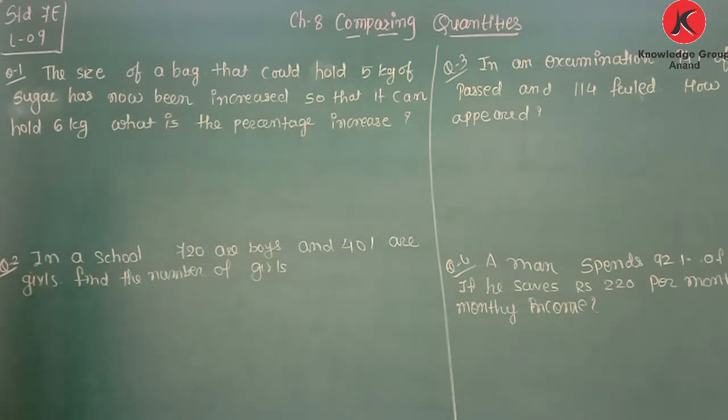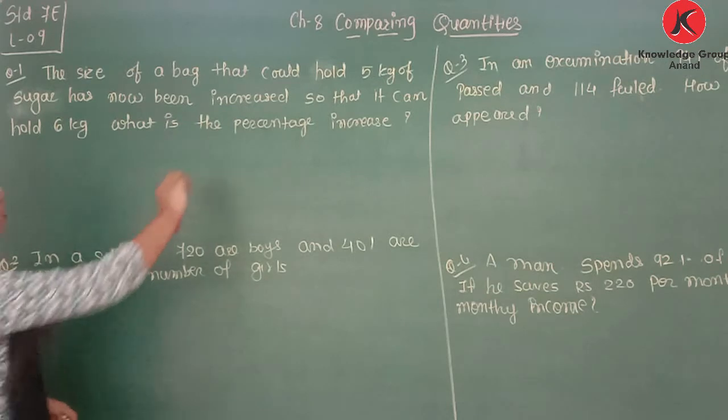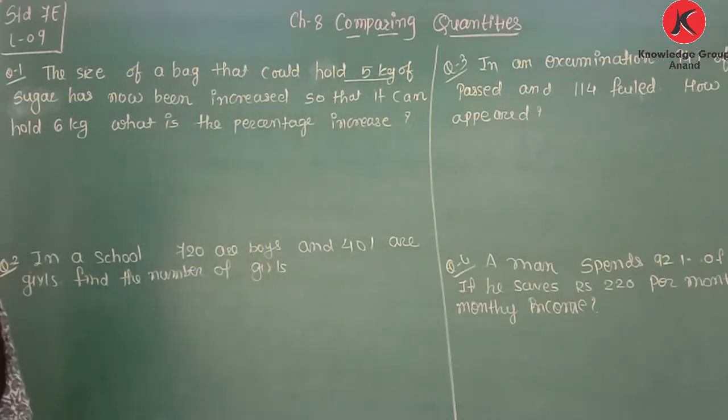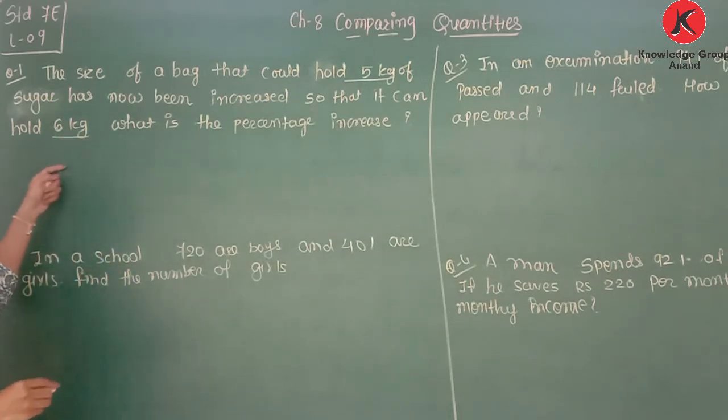So here, first example: the size of a bag that could hold 5 kg of sugar has now been increased so that it can hold 6 kg. What is the percentage increase? So what is the question? A bag can hold 5 kg and now its capacity is increased up to 6 kg. So this is about the increase.